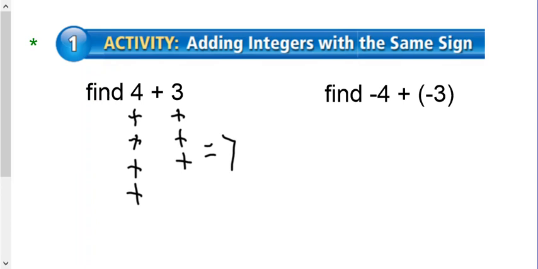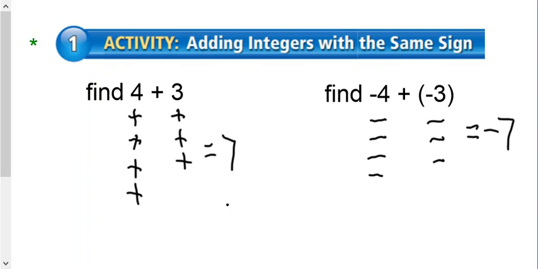Alright, now looking at the next example, find negative 4 plus negative 3. Now that might look a little confusing, but if we look at it this way, we have 4 negatives, 1, 2, 3, 4. And we have 3 negatives, 1, 2, 3. How many negatives do we have altogether? We have 7 negatives. So the answer is negative 7. Okay, so negative 4 plus negative 3 is negative 7.